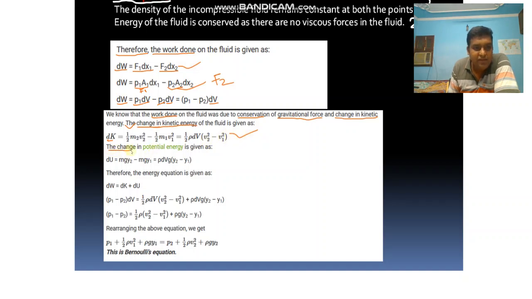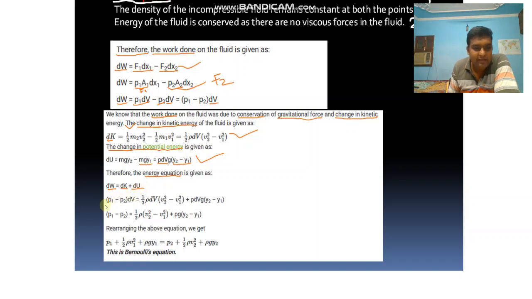Now there is a change in potential energy too. We can write the change in potential energy as follows: dU = m g y2 minus m g y1, which equals rho dV g (y2 minus y1). Therefore the energy equation can be expressed as dW = dK plus dU. dW is the change in work done, dK is the change in kinetic energy, and dU is the change in the potential energy.